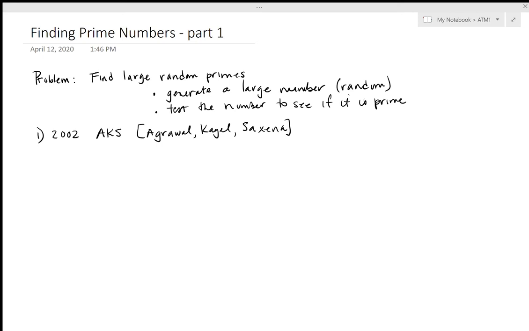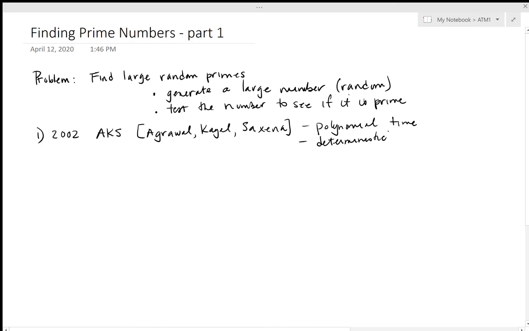This was done in India at the Indian Institute of Technology in Kanpur. So the problem of determining if a number is prime or not is a polynomial time problem. It can be done in polynomial time. It's a deterministic algorithm.